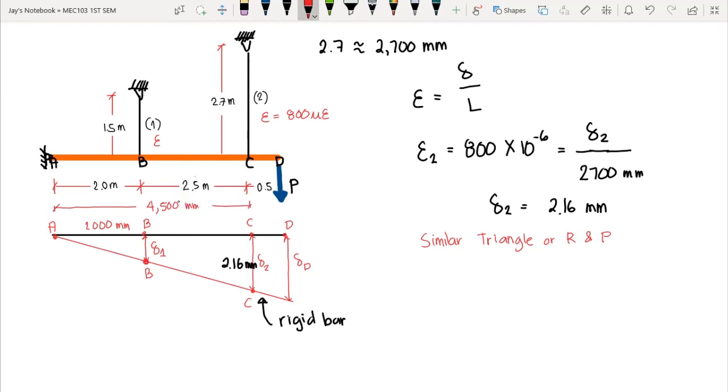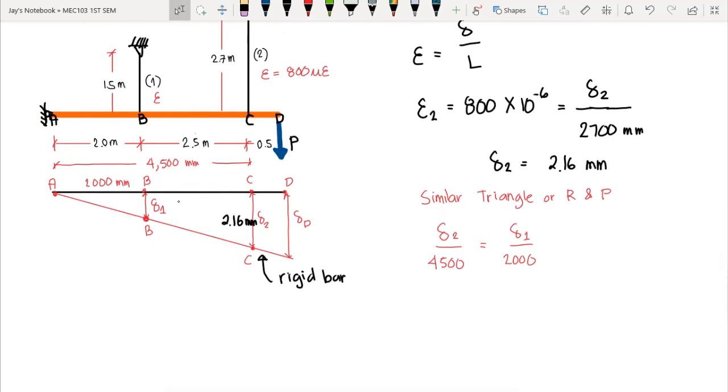So we can use ratio and proportion here. We have deformation of bar 2 over 4,500 equals the deformation of bar 1 over 2,000. Okay, just use ratio and proportion to this one.